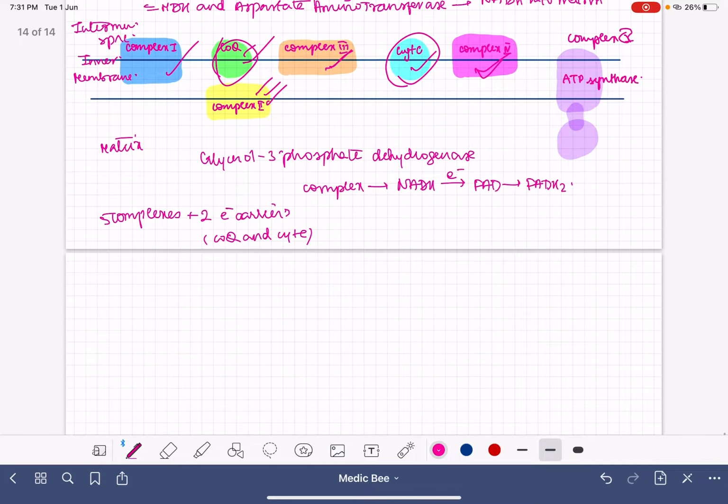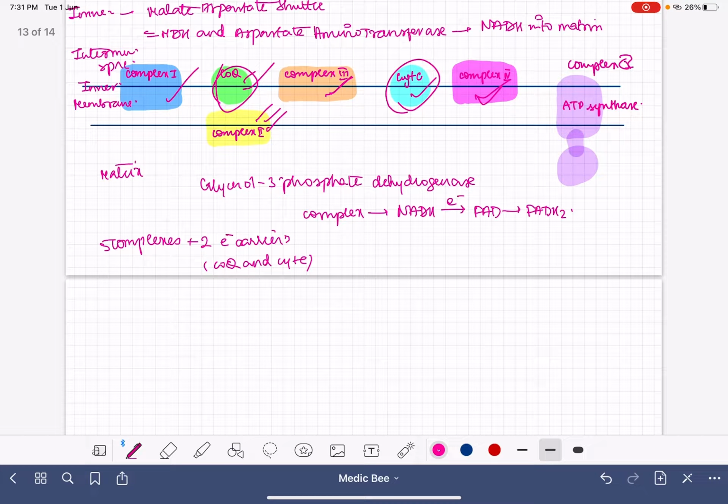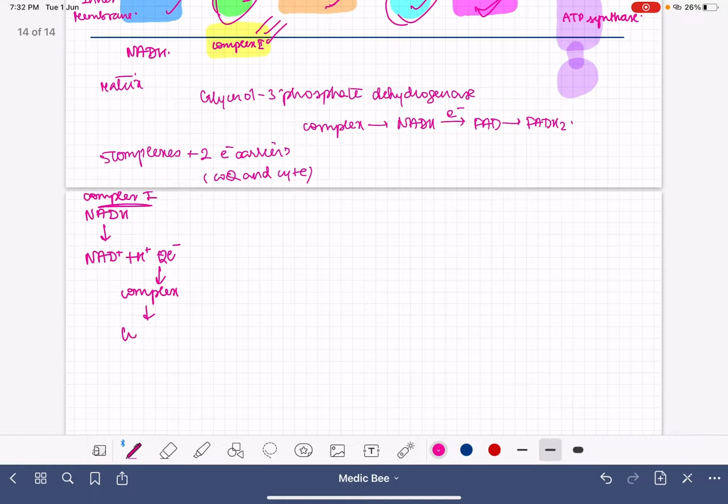First of all, once the NADH has entered the matrix, NADH will transfer to complex 1. In complex 1, NADH will transform itself into NAD plus, releasing a proton, H plus, and 2 electrons. These electrons will pass through complex 1 and be transferred to coenzyme Q.